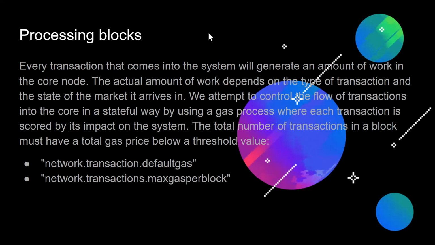So what we do is every time a transaction comes in, we give it a gas cost, and then we add up the amount of gas for all the items that are in that block. And if it's below a certain amount, we allow it through. The max gas per block is what we use to cap that.